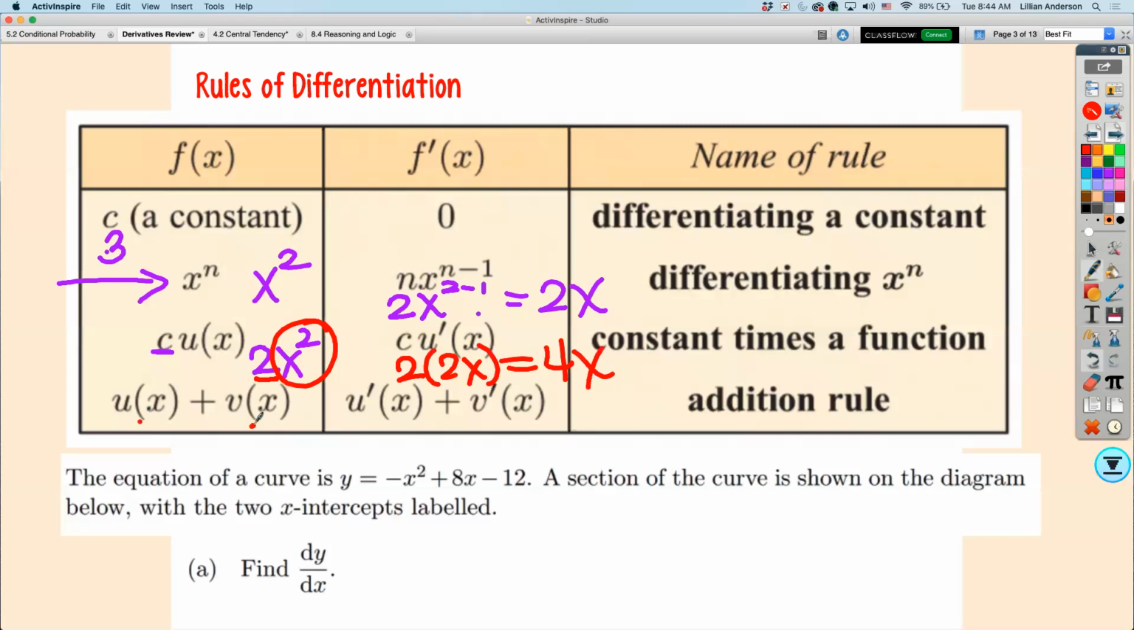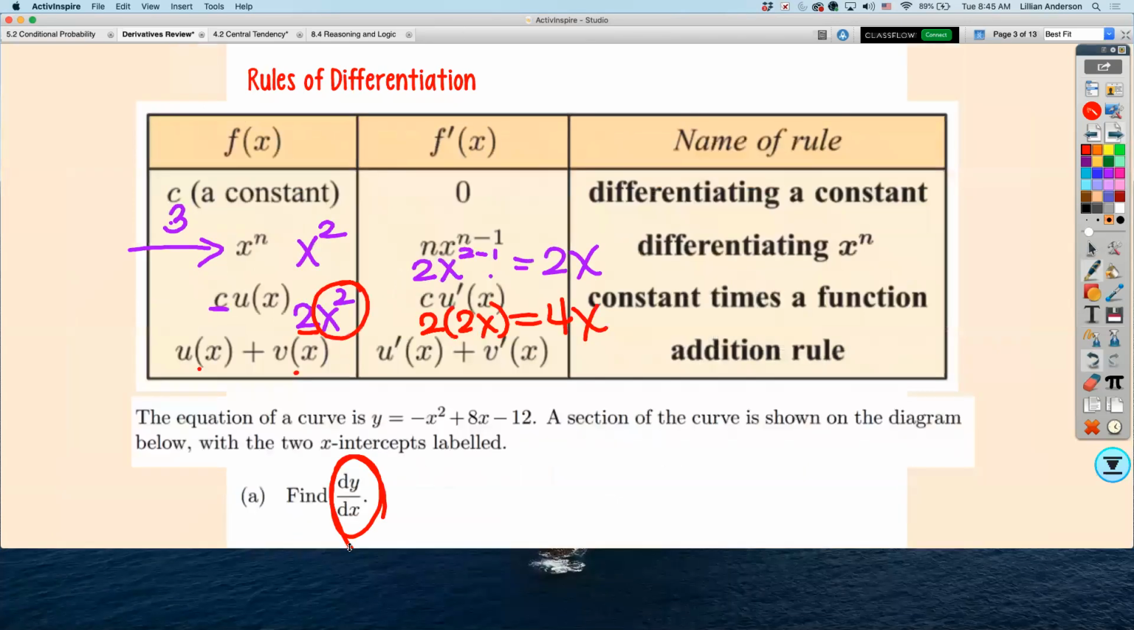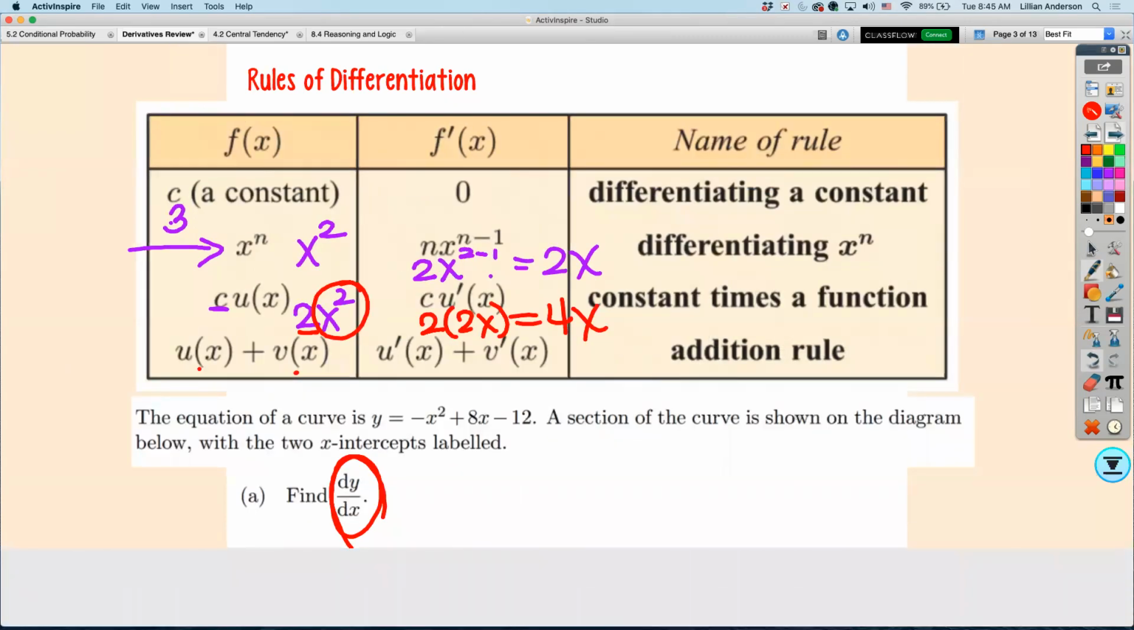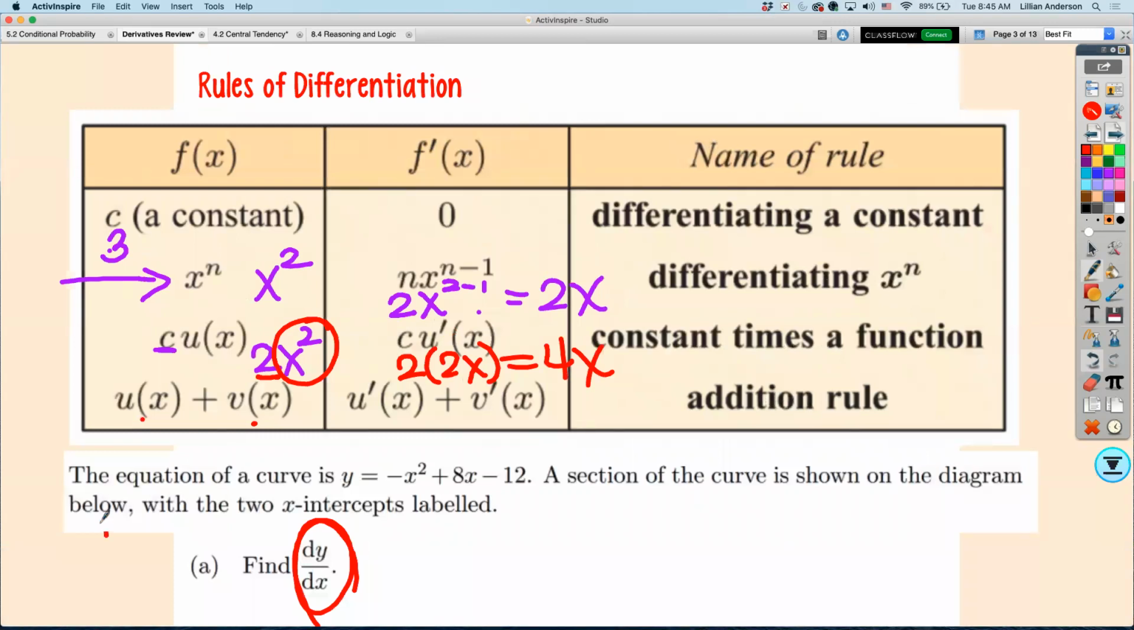And then if you have multiple terms that make up one function, you just take the derivative of each piece. For example, the equation of the curve is y equals negative x squared plus 8x minus 12. A section of the curve is shown in the diagram below, which I took out because I'm trying to build up to these different pieces. Find dy/dx. What does this notation mean? It means the derivative. It was one of the ways to represent the derivative besides the prime notation. You could represent it using dy/dx.